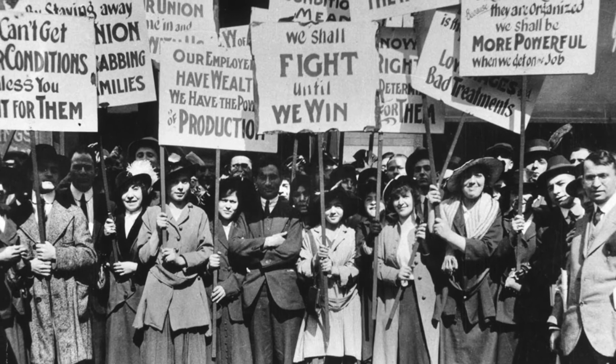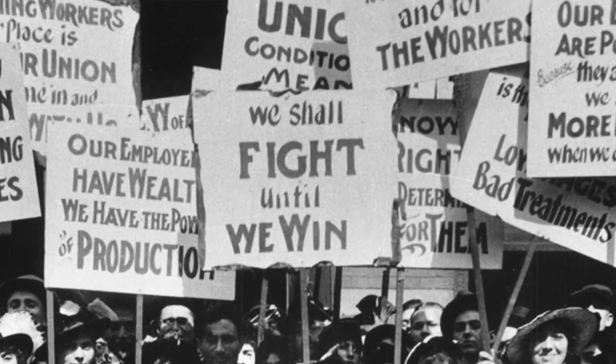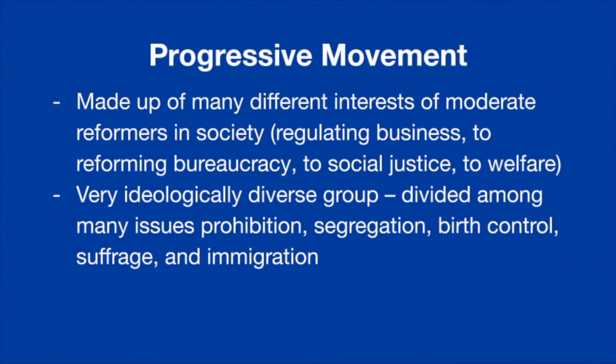In the previous unit, we mentioned that the populist movement grew in size and scope across the U.S. After the Panic of 1893, which was by far the worst depression in U.S. history at that point, the loosely related progressive movement was born. However, it didn't have the same solid base and defined goals that the populist movement did. By that I mean, it was made up of many different interests of moderate reformers in society, everything from regulating business to reforming bureaucracy to social justice to welfare.